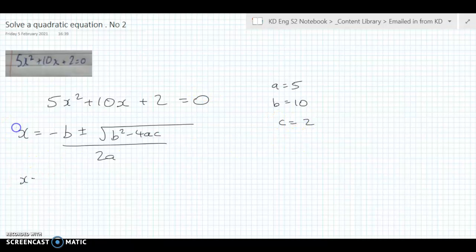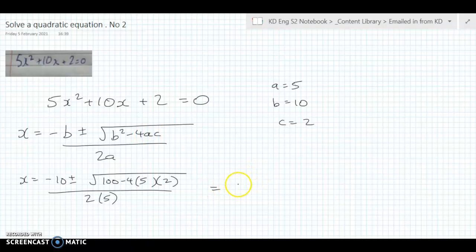And we fill that in. X equals minus 10 plus minus the square root of 10 squared is 100 minus 4 times a times c. A is 5, c is 2. All over 2 times a, and a is 5. Right, so tidying that up a little bit, you get minus 10 plus minus the square root of 4 fives is 20, by 2 is 40. Take that from 100 and you get the square root of 60.